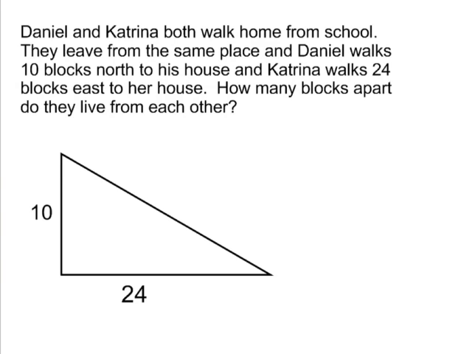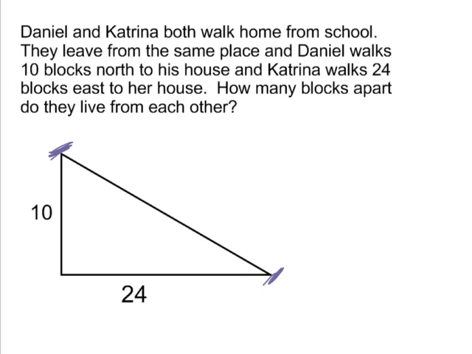Here we have Daniel and Katrina, who both walk home from school. They leave from the same place, and Daniel walks 10 blocks north to his house, and Katrina walks 24 blocks east to her house. How many blocks apart do they live from each other? So what we have here is Daniel that walks 10 blocks from this point, and then Katrina walks east 24 blocks. And then when we try to determine the distance they are apart from each other, from here to here, basically we've created a right triangle, and we need to solve the diagonal, also known as the hypotenuse of a right triangle.